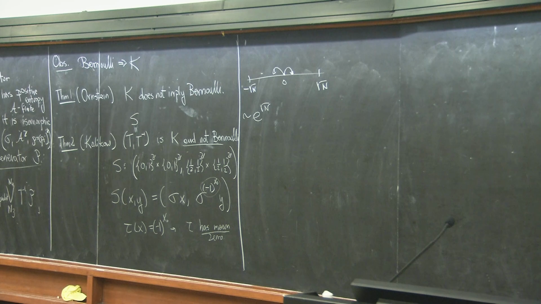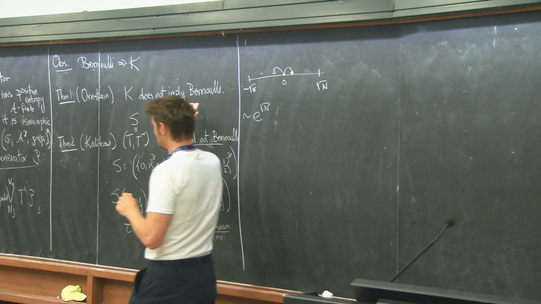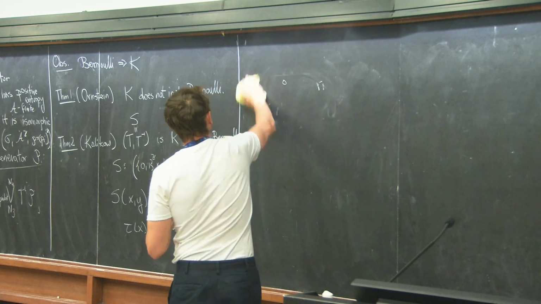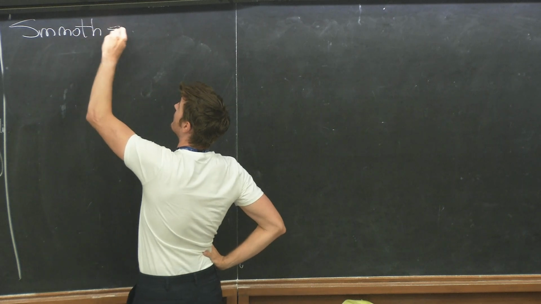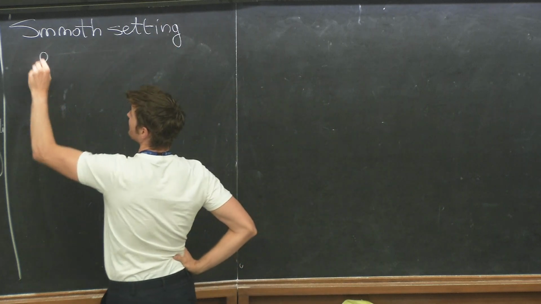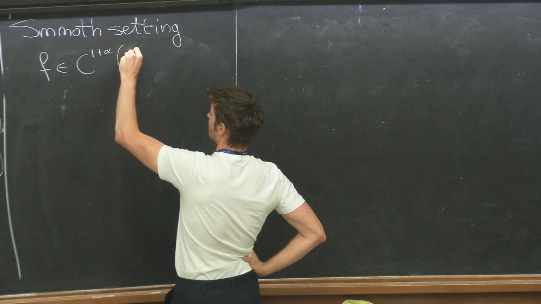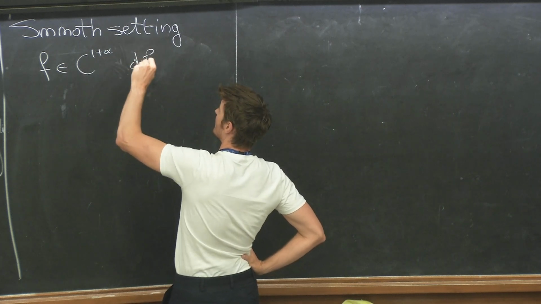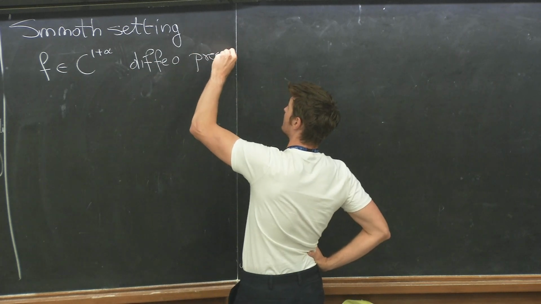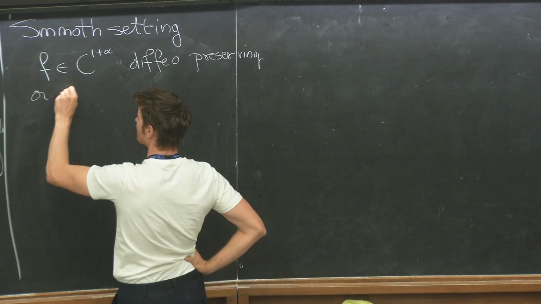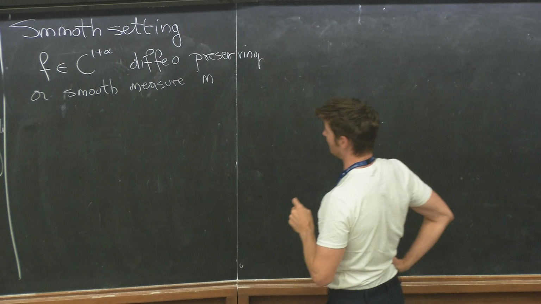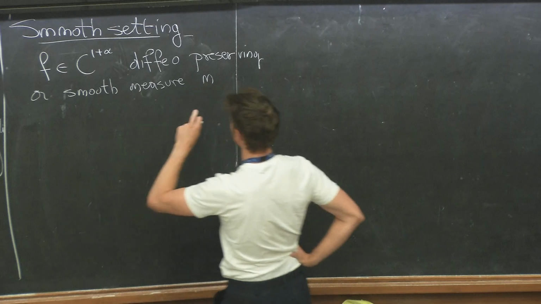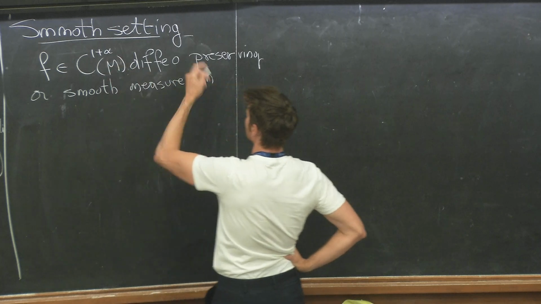Okay, so that's maybe the abstract setting. And now I'd like to move to the smooth situation and discuss these two properties in the smooth setting. So the smooth setting will mean we have, say, f, which is a C^{1+alpha} diffeomorphism preserving a smooth measure mu, on M.